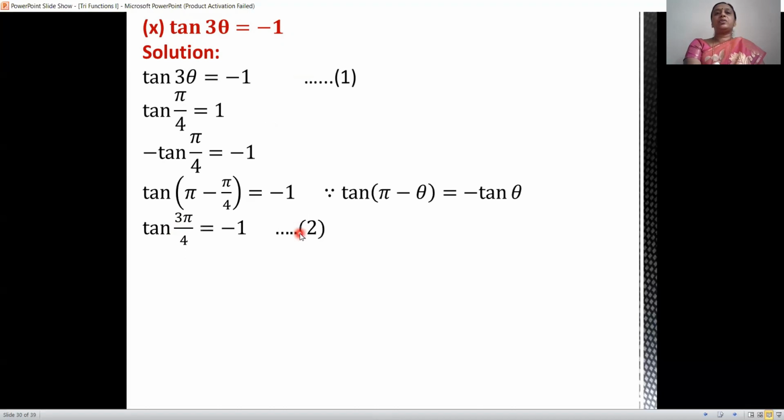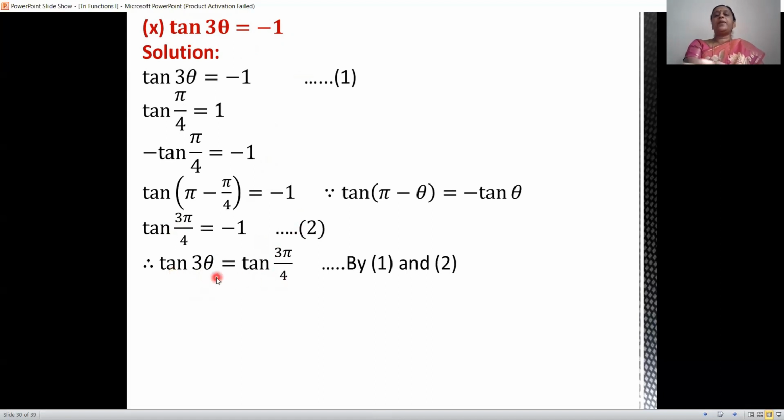Now, equate equations 1 and 2. Comparing equations 1 and 2, I will get tan 3 theta is equal to tan 3 pi by 4. Now, we have converted the given problem into standard form. Which form is this? This is of the type tan theta is equal to tan alpha. That is the third theorem from remark 2.